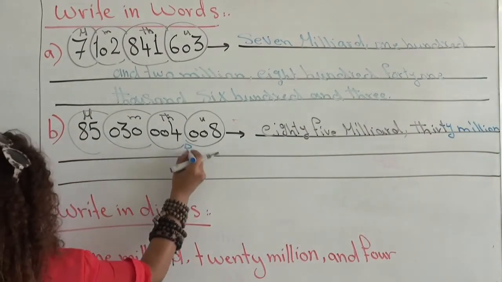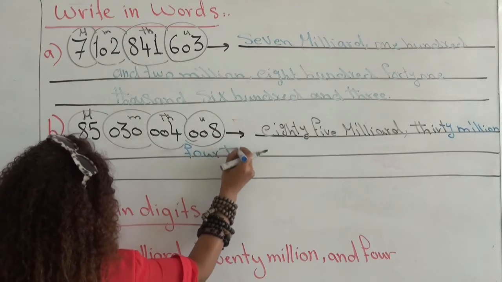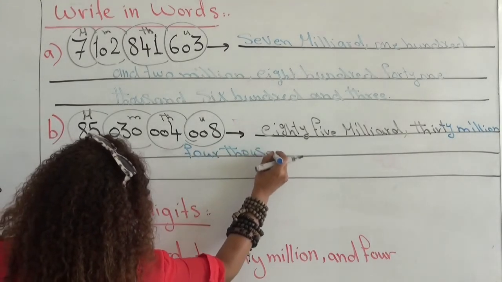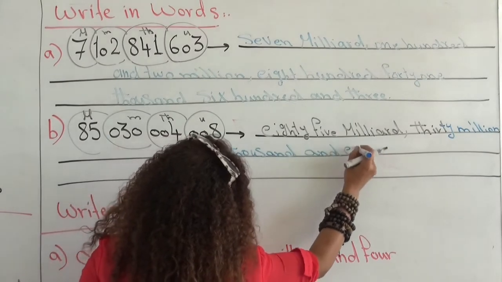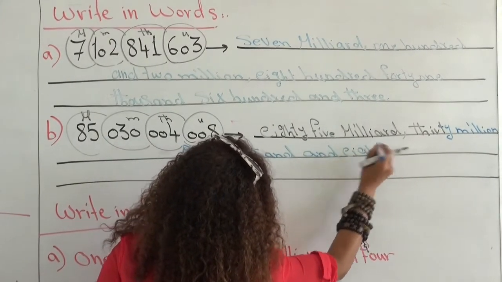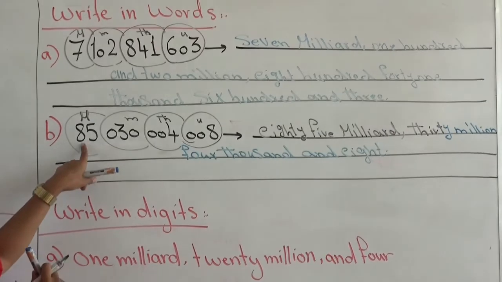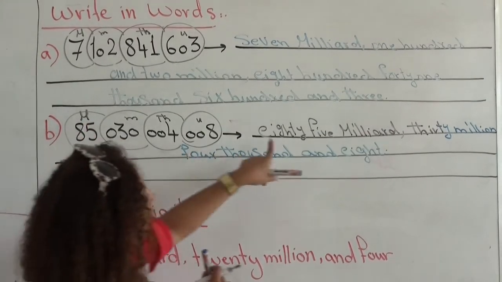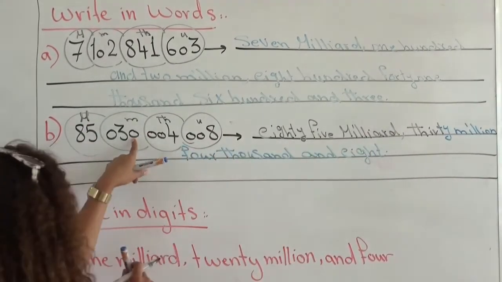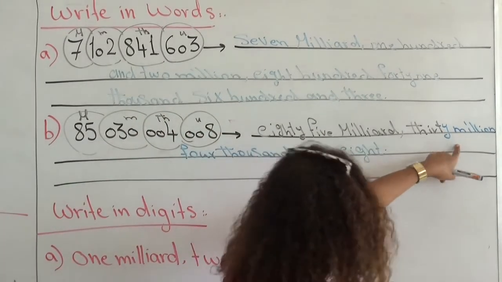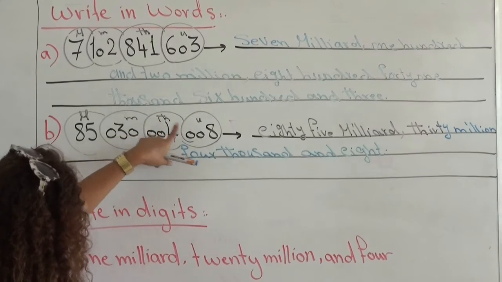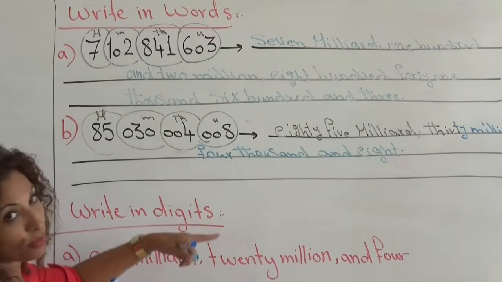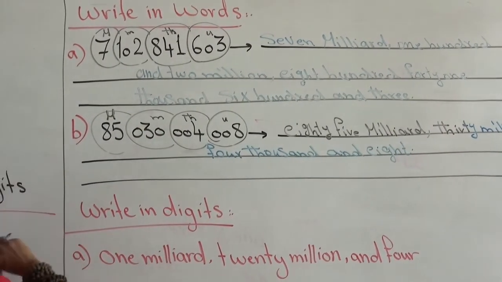4,000, so I will write here 4,000 and 8, the last one in the units family. Again, so I have 85 milliard, 30 million, 4,008. This is how we can write it in words.